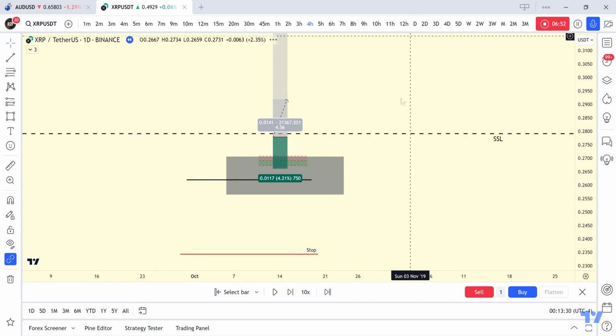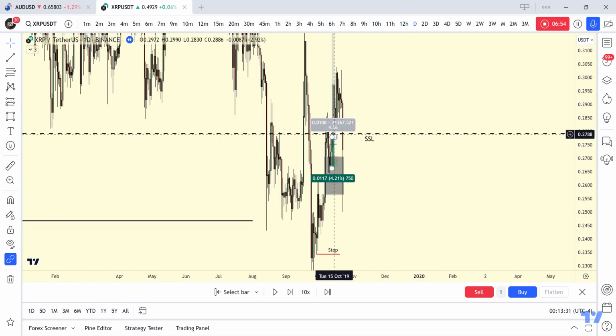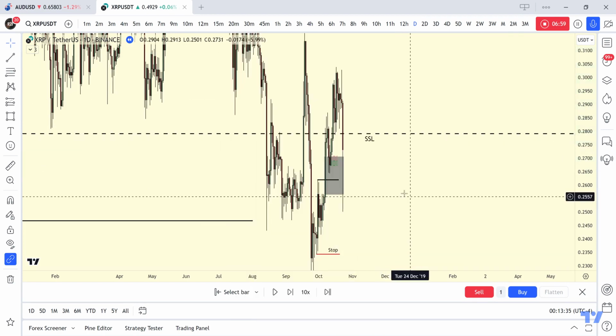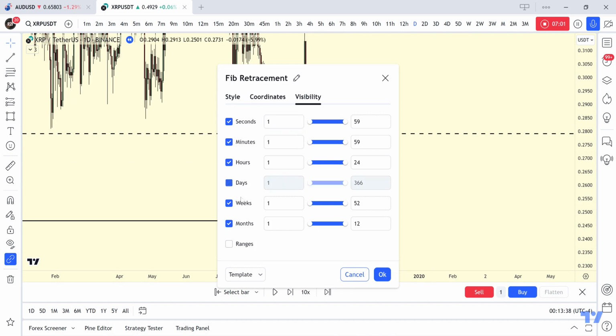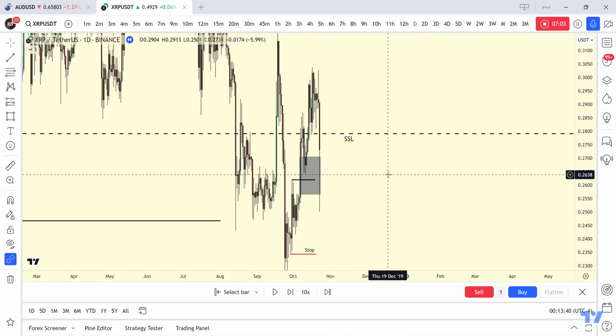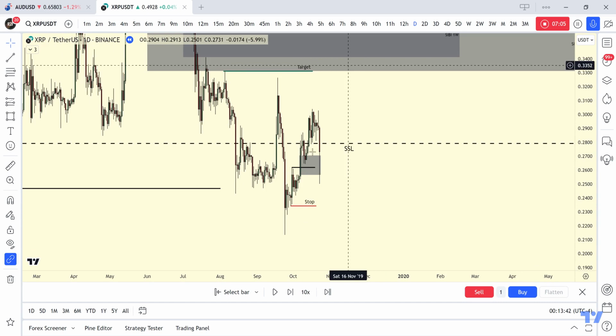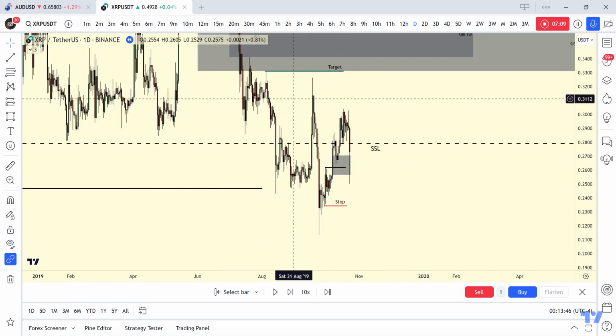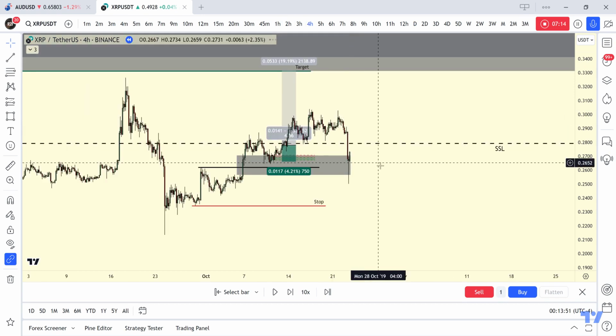Let's go back to the daily so we can get some information. I'm going to hide this on the higher time frames. This one too. Okay, we took out that intermediate term low. Okay, let's go back to the 4 hours.